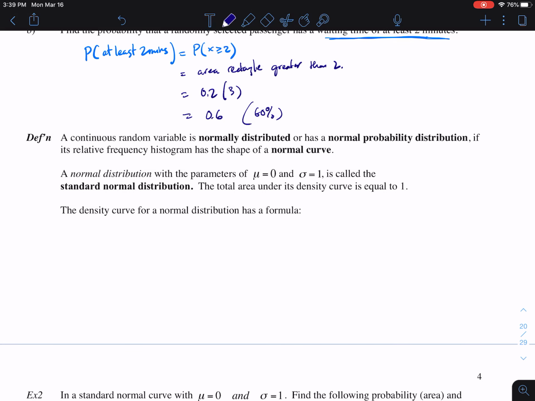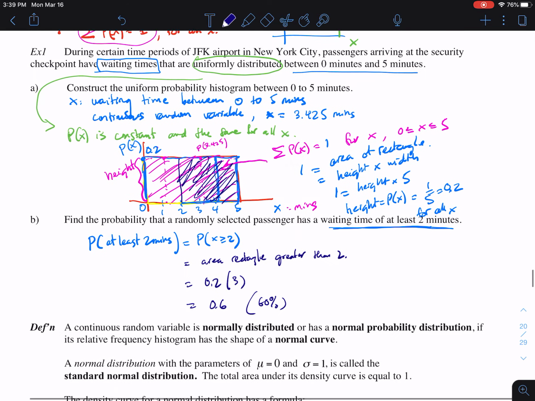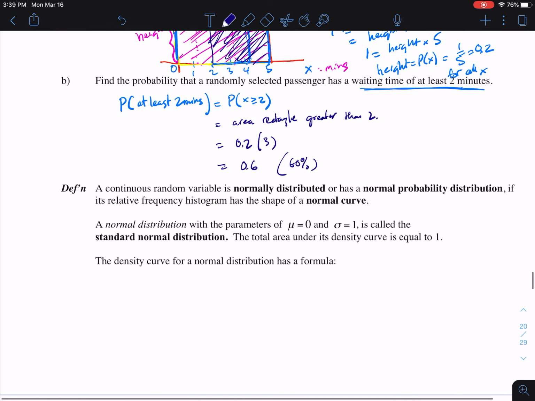Alright, welcome back guys. So this is the second video for this lesson 6.1. We're going to pick it up where we left off after the example of uniform distributions.